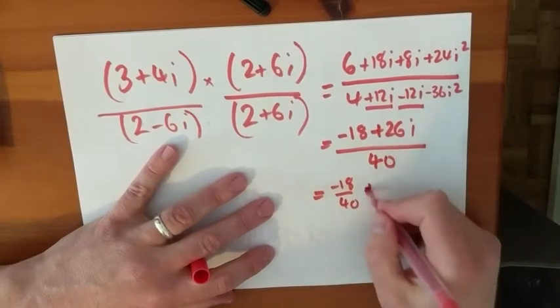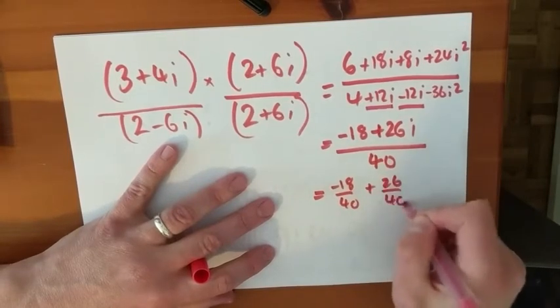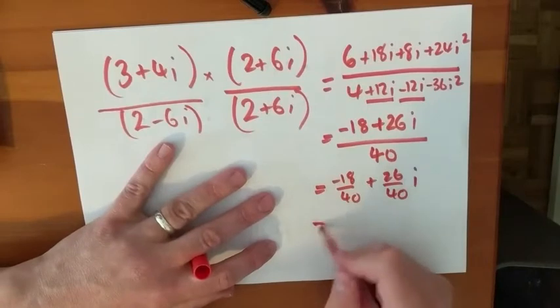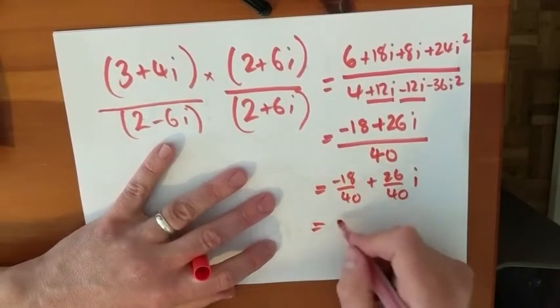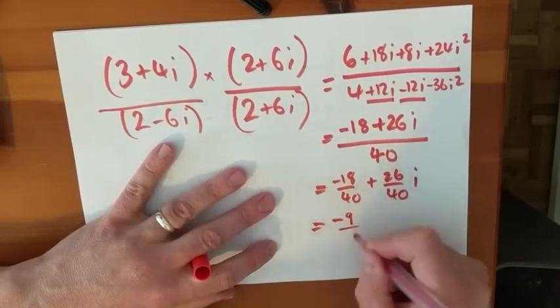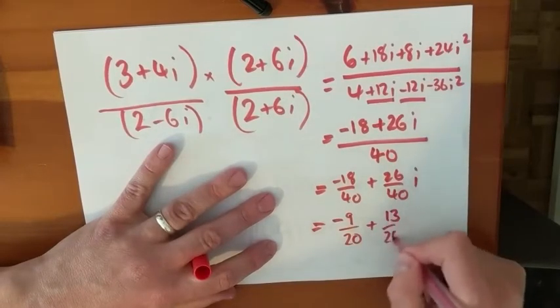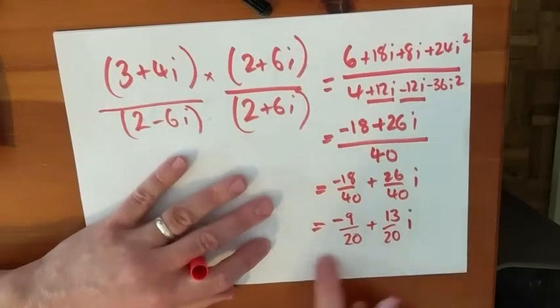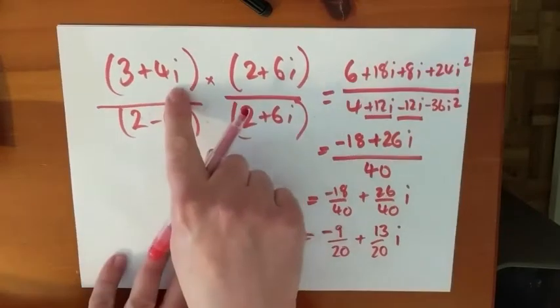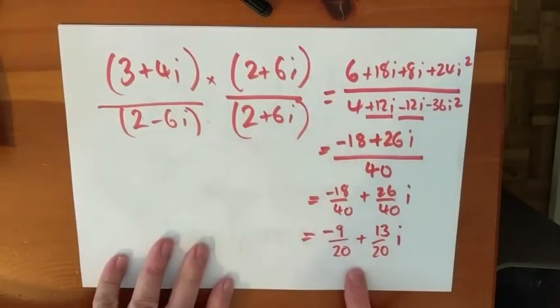And I've got plus 26 divided by 14. And that's got i at the end. And then I can possibly divide those by 2. So minus 9 over 20. And this one I can do 13 over 20. There we go. And that's the answer I was looking for. This complex number divided by this complex number gives me this answer.